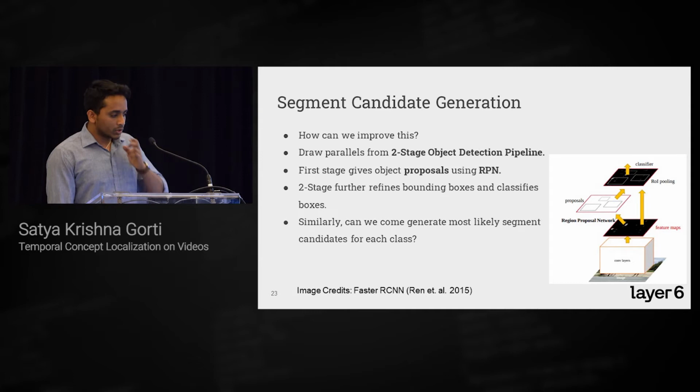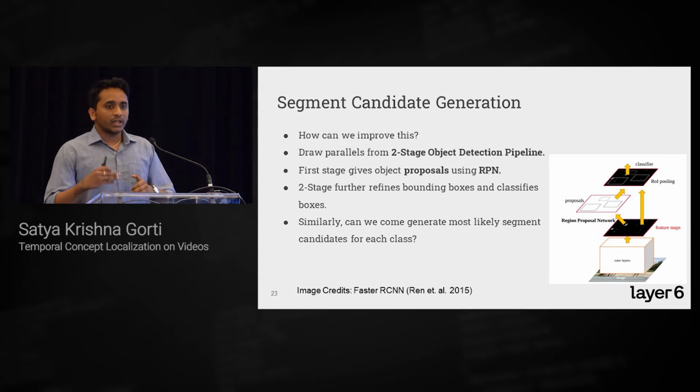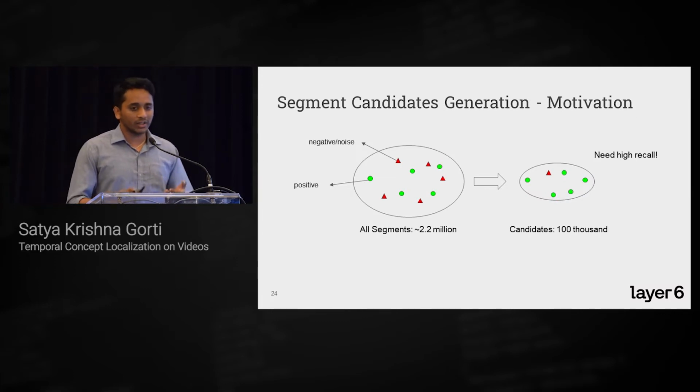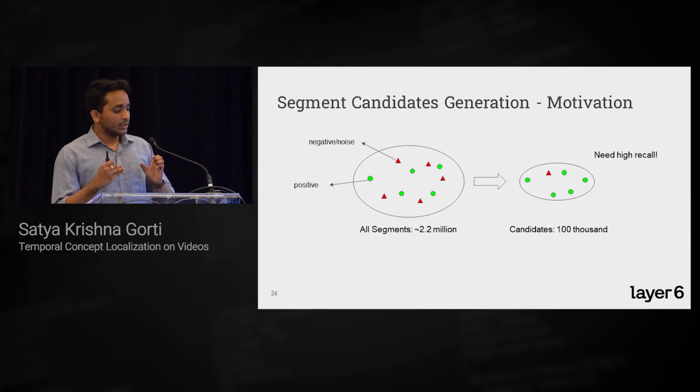Can we do something like that for videos, where we have a network that predicts, with high recall, the most likely candidates for each class, and then we use other models to refine them further? That's the idea. To motivate this further, let's see why we need to do this. For a given class C, let's take a look at the total search space. There are 2.2 million segments, which are small video clips within larger videos present in the test set. So for every class, there are 2.2 million contenders that can possibly belong to it, and that's a very large search space. So how about we use a high recall model to reduce the search space?